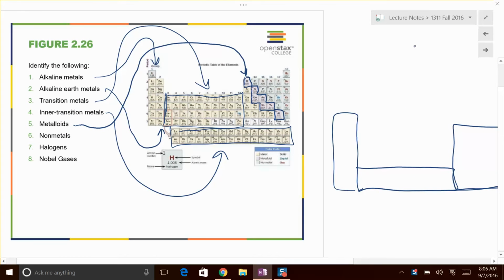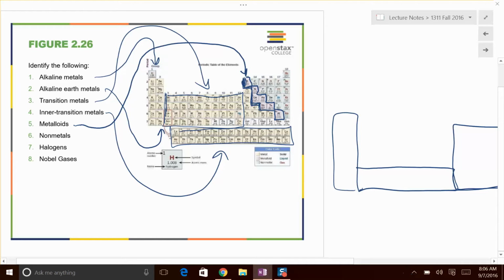So let's keep identifying these different parts of the periodic table. We looked at the alkaline metals, the very first column. The second column would be the alkaline earth metals. Transition metals would be in here, that block. The inner transition metals would be down here, all right? And the metalloids are these ones right in here. We identified those. They're kind of pink.